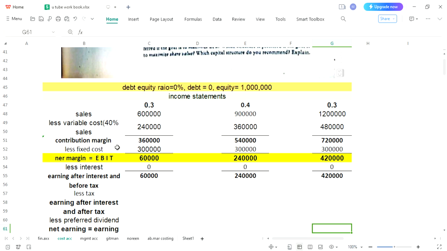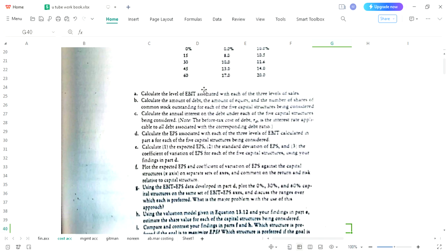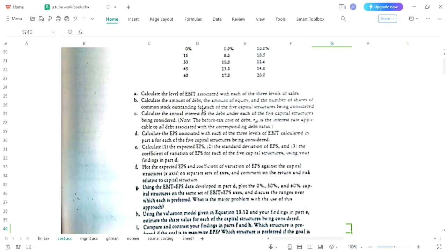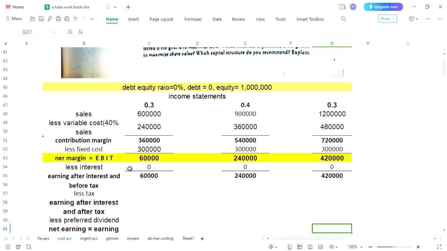We have calculated amount of equity and debt. Let's go back to the requirement. Calculate amount of debt. So first statement we have already calculated. This is your answer. Amount of debt for first option is 0. Okay. And then C requirement was saying calculate amount of annual interest. Here your requirement was calculated. Amount of interest is 0 for all the options.